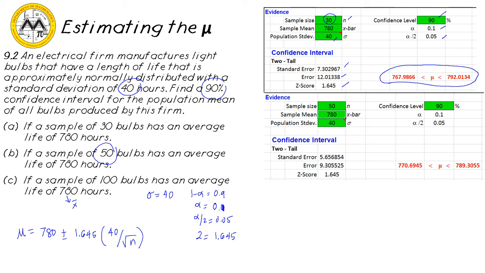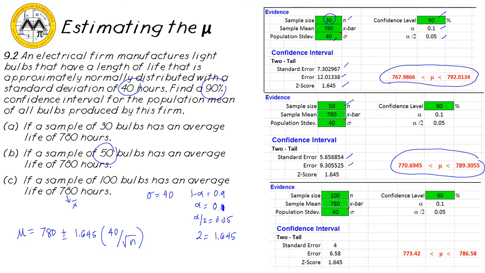If we will be using n is 50, so this would change. The standard error would be 40 over square root of 50, and the error would be 9.305. So observe that from 30, 768 to 792, when it becomes 50, it becomes 770 to 789. And when we have 100, the value becomes 773 to 786.6.